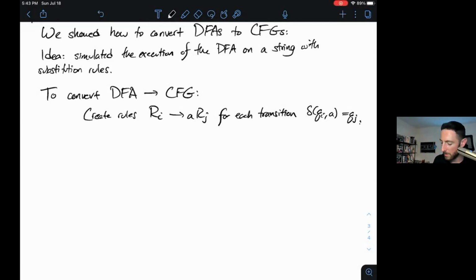The last rule for this construction is we also want to create accept rules. So we'll say you can go from the variable Ri to the empty string for each accept state Qi.